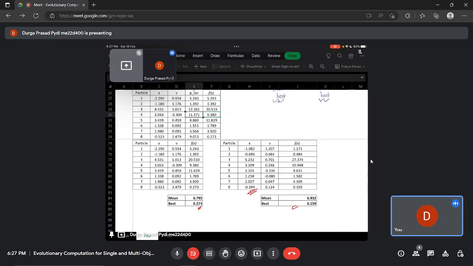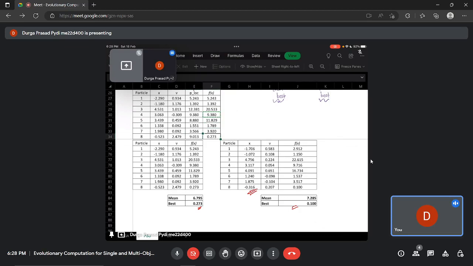So you can see 9.38 is less than the previous value. So we update the local best. Again, you can see the previous local best is 8.88. The current one is 11.829. So we don't have to update the local best. Again here it is 1.551, previous one. The current is 1.789. So we don't have to update.